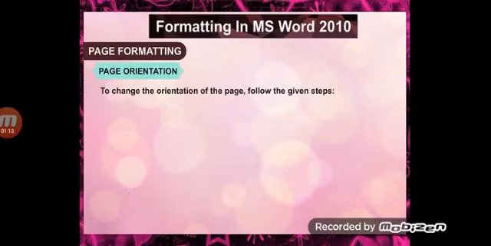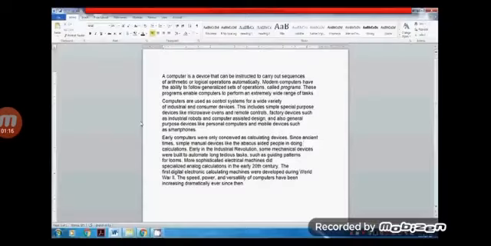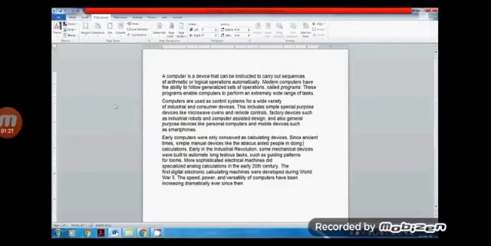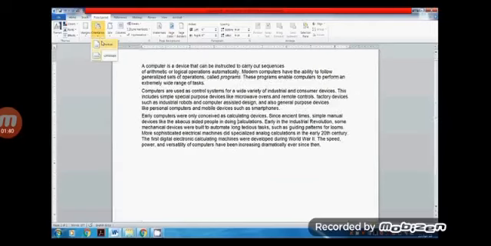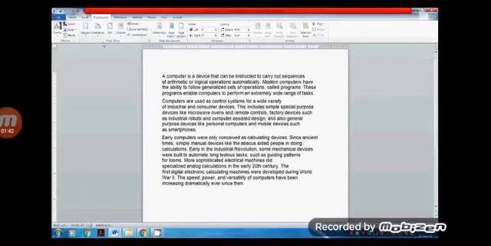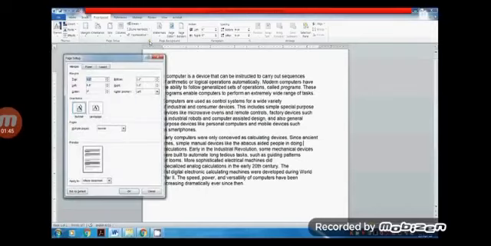To change the orientation of page, follow the given steps. Click the Page Layout tab. In the Page Setup group, click Orientation. Click either Portrait or Landscape. You can also change the orientation of page using the Page Setup dialog box. Click the Margin tab of the Page Setup dialog box and select an orientation.